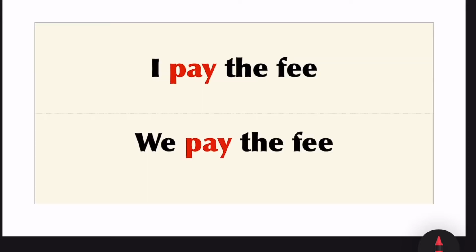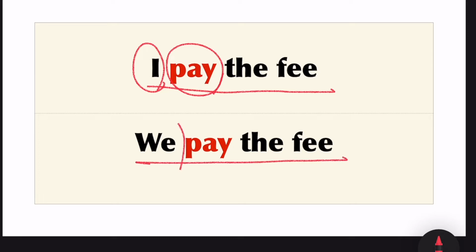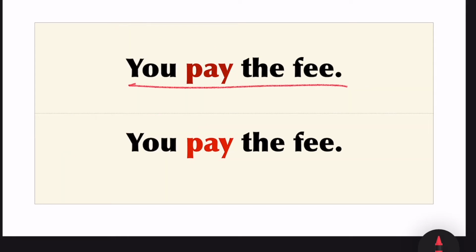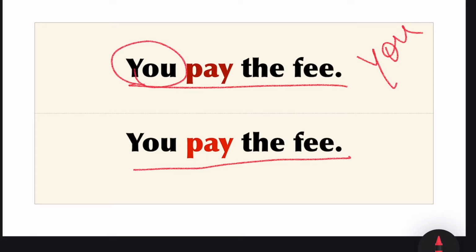Look at the example, I pay the fee. I is a subject. Here we have used pay as a simple present tense verb. I is a singular subject and we is a plural subject. We pay the fee. Pay is a verb. You pay the fee. The subject you plays a dual role. It can be used as a singular subject and also as a plural subject.